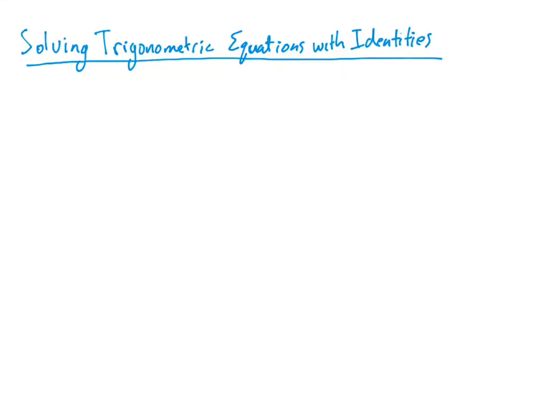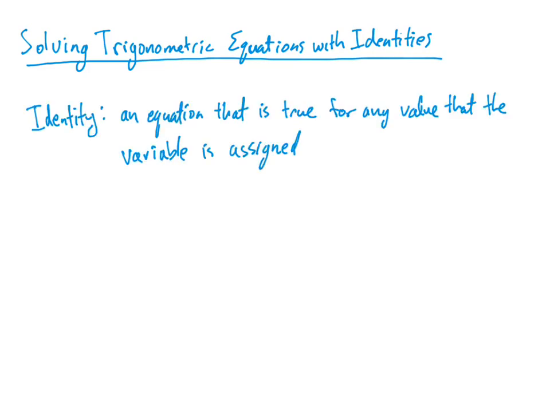In this video, we'll be solving trig equations with identities. So first off, let's talk about what an identity is. An identity is an equation that is true for any value that the variable is assigned. So for example, if we had the equation x is equal to x, this is an identity because no matter what value we give to x, it will always be true.